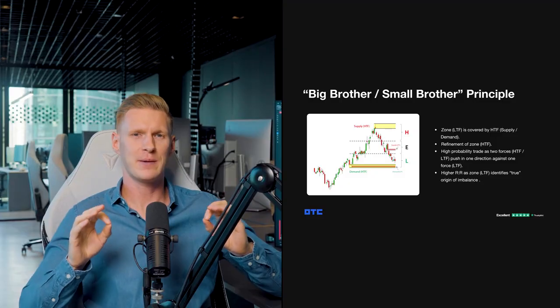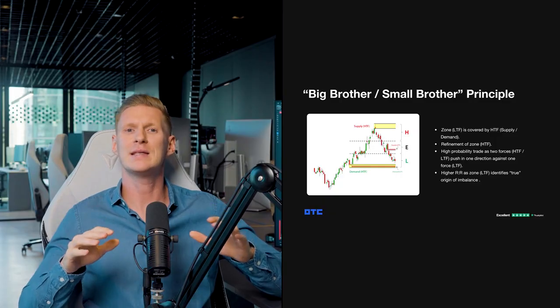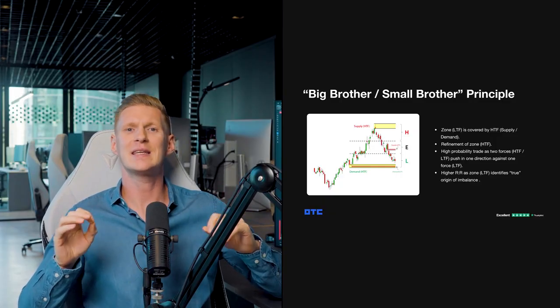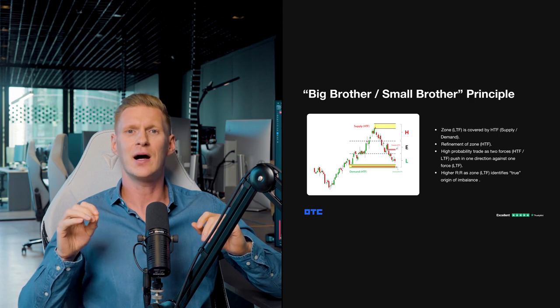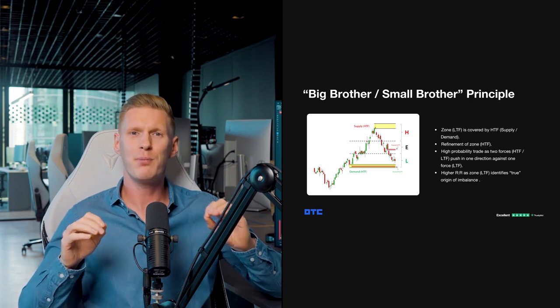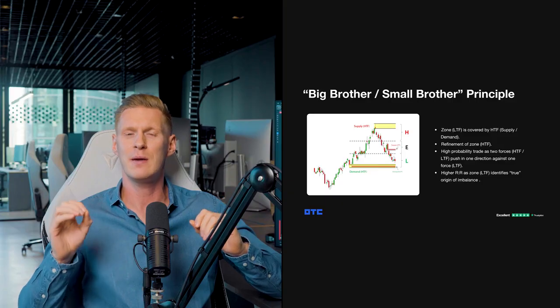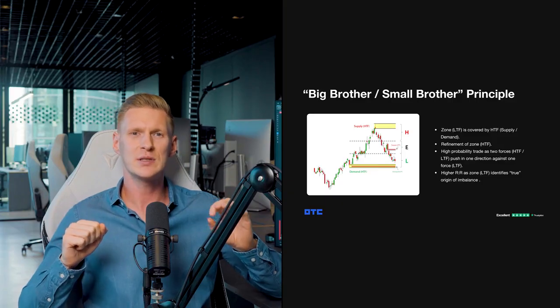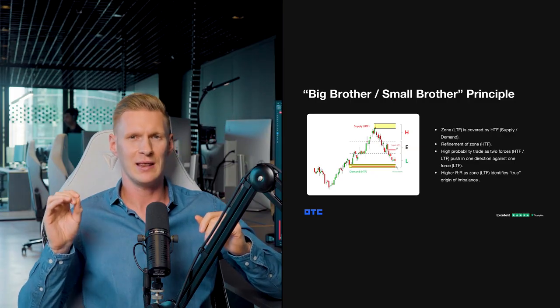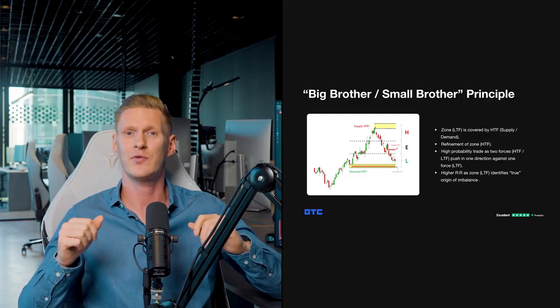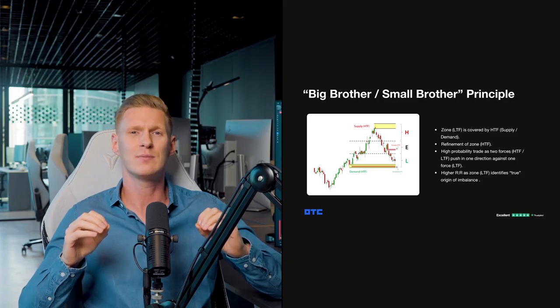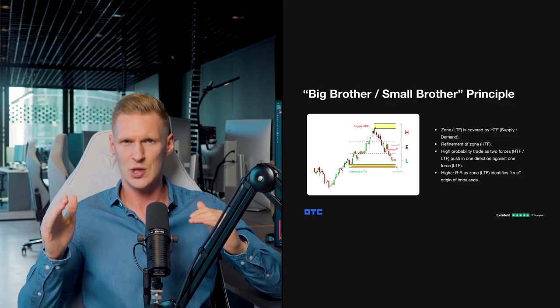By definition, the big brother, small brother principle applies when a lower time frame zone sits entirely within a higher time frame zone. Essentially, it refines the larger zone on the HTF by pinpointing the exact origin of the imbalance on the LTF. This setup boosts the probability of success because you're aligning your trades with the broader market forces evident on the higher time frame. And it also offers a potentially smaller risk window from entry to stop loss. That combination can significantly improve your overall risk to reward ratio.